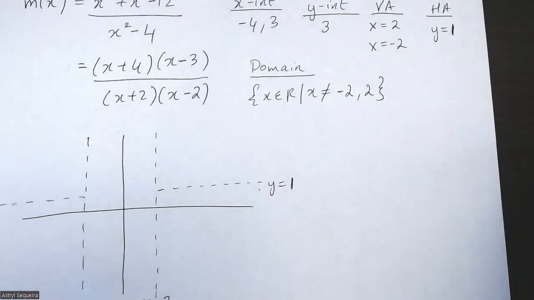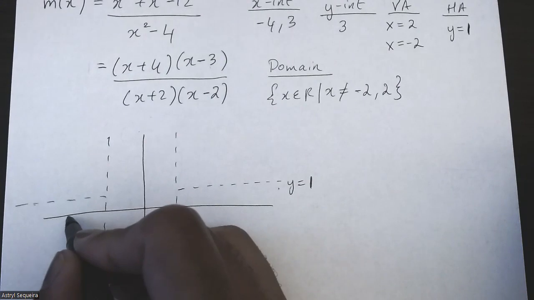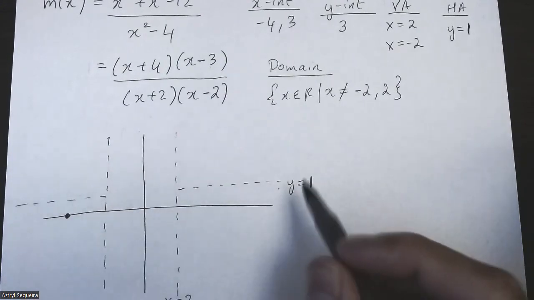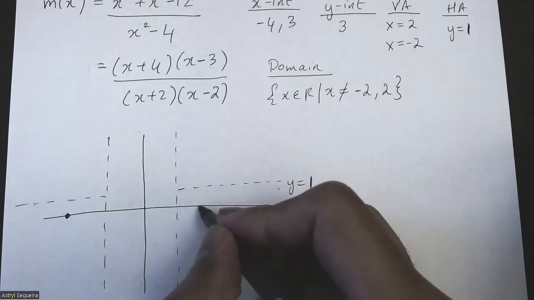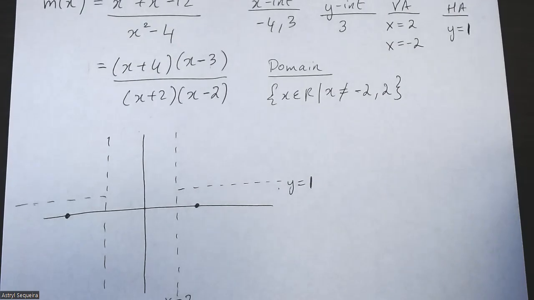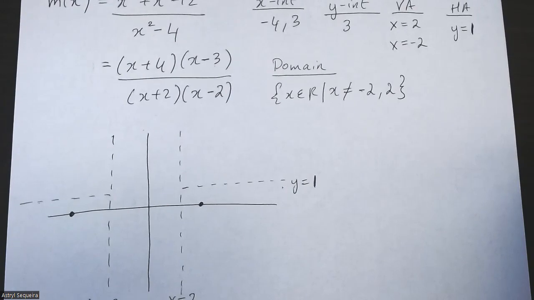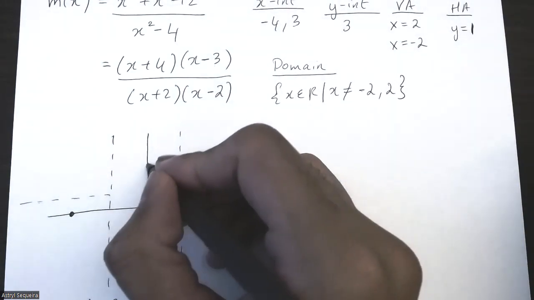There's my horizontal asymptote, and now I can do my x-intercepts. My x-intercepts are -4 and +3. And my y-intercept is +3 up over here.